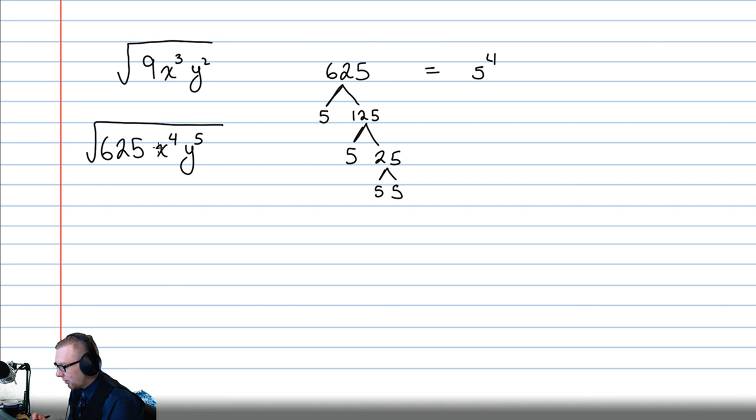Now, this was a little bit more complicated to figure out the factors, right? 9 was easy. You just went 3 and 3, right? Okay, so yeah, 625 will be 25, and x will be x squared, and y will be y squared times square root y. Okay. So that was pretty simple. We already did that.